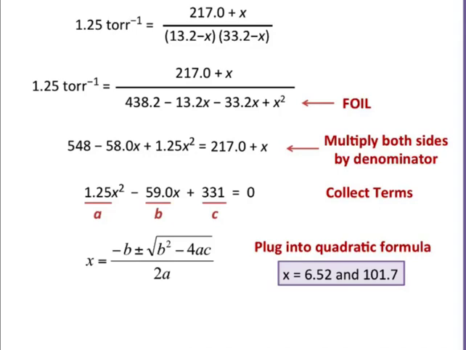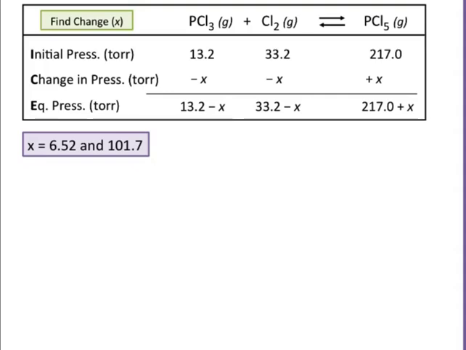Now for this problem, we can't immediately throw one of them away as incorrect, because there's not one that's negative, and so we'll have to figure out what to do here. All right, going back to the original ICE box, now we can figure out which one of these roots makes sense. If you take 13.2 torr and subtract 101.7 from it, you're going to get a negative number, and that doesn't make any sense. You can't have negative pressure or negative concentration. So the 101.7 root is invalid, and we'll use the 6.52.